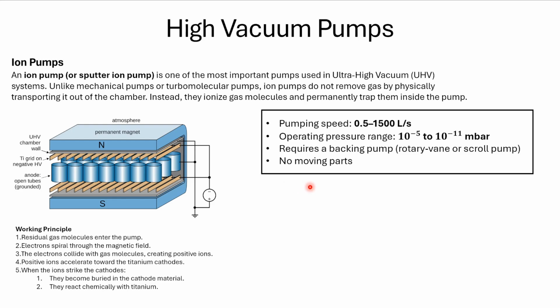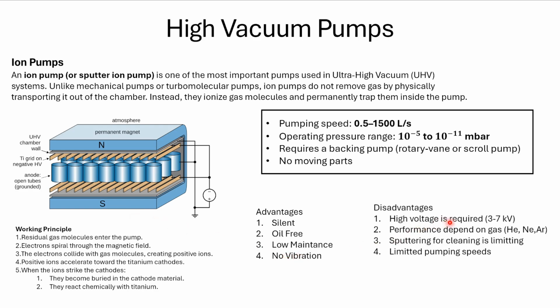There are no moving parts, of course, and the main advantage is that they are very silent. You don't hear anything, and the other good thing is that you don't have to use a backing pump after a while. So only one ion pump can sustain a UHV condition. It is possible. Oil free and low maintenance. You may need to change the cathode material, but other than that, it is very reliable and there is no vibration.